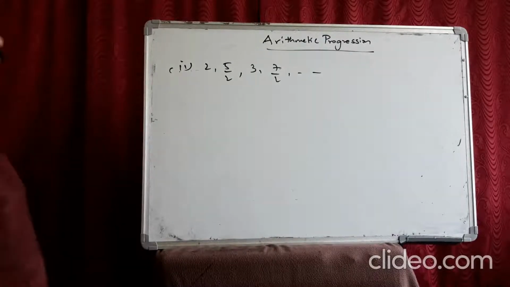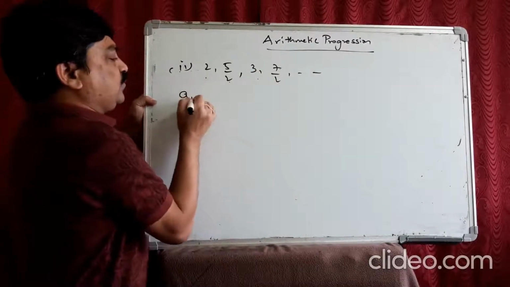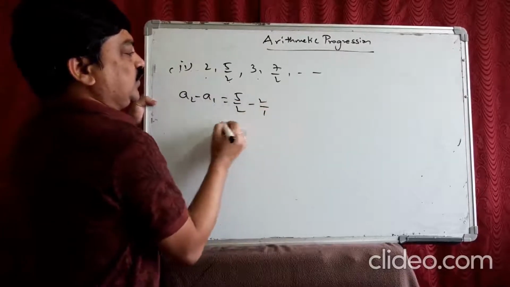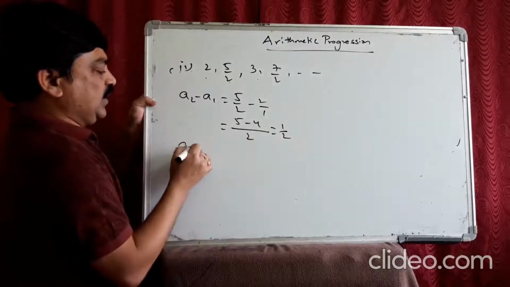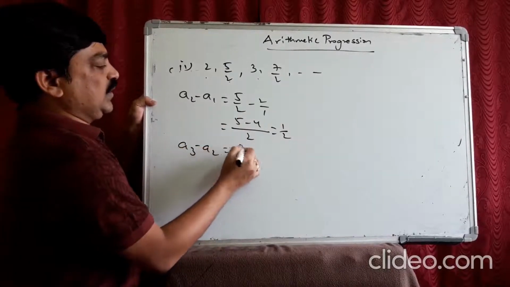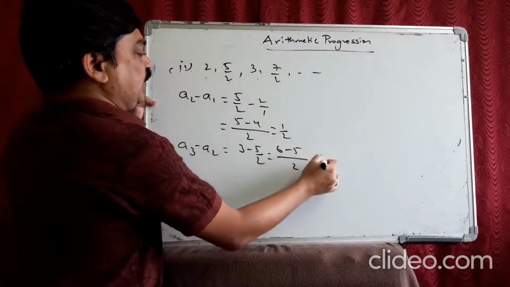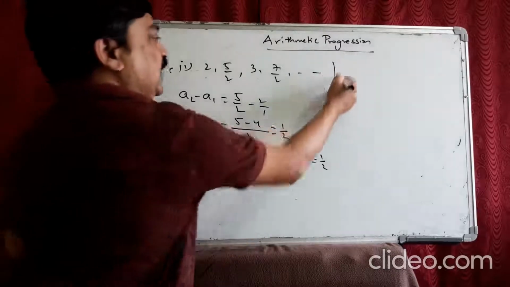If they form an AP, find the common difference. Simple: A1, A2, A3. The common difference we find first. A2 minus A1: 5 by 2 minus 2. LCM is 2, 5 minus 4, 1 by 2. Again A3 minus A2: 3 minus 5 by 2. LCM is 2, 6 minus 5, 1 by 2. The difference is the same, so this forms an AP.